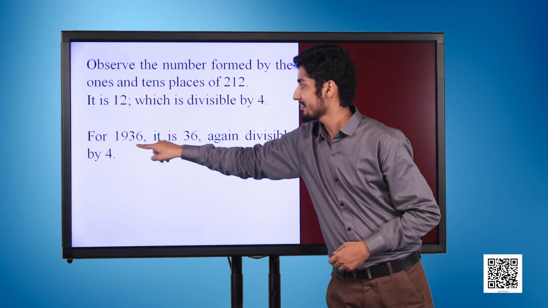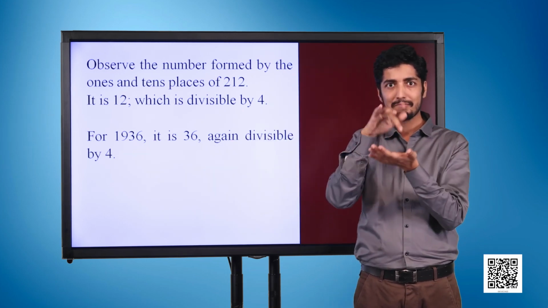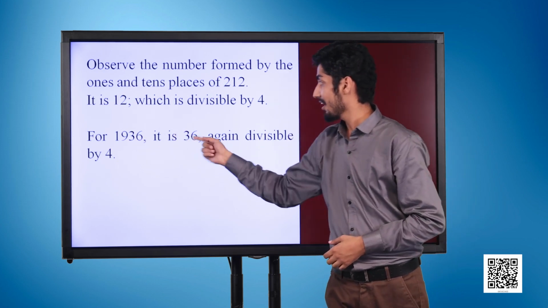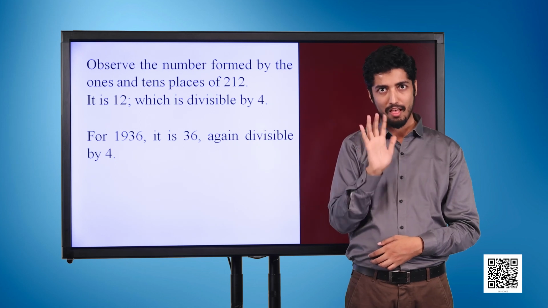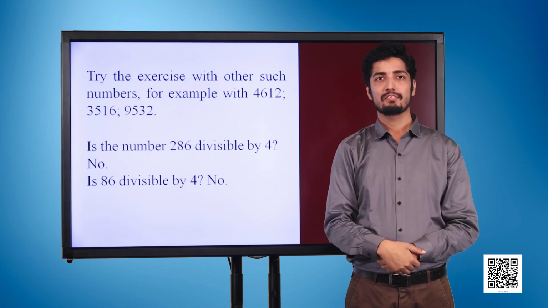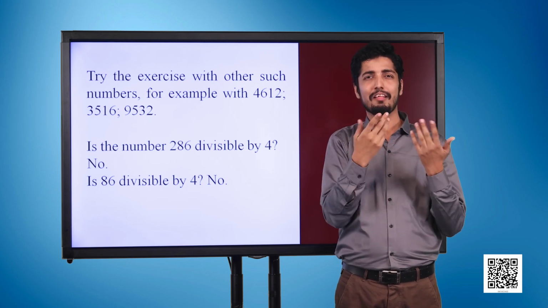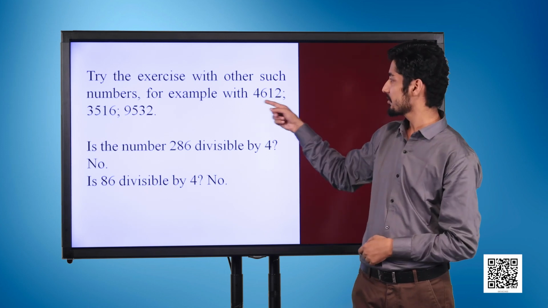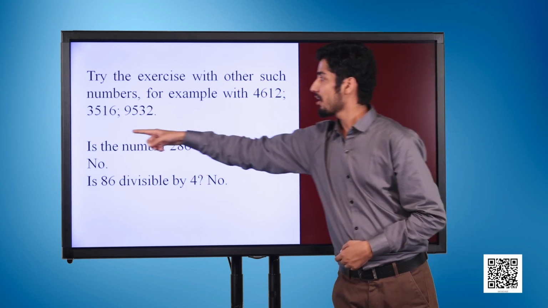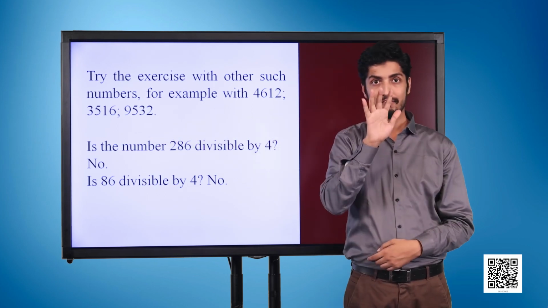For 1936, it is 36, again divisible by 4. Try the exercise with other such numbers, for example with 4612, 3516, 9532.